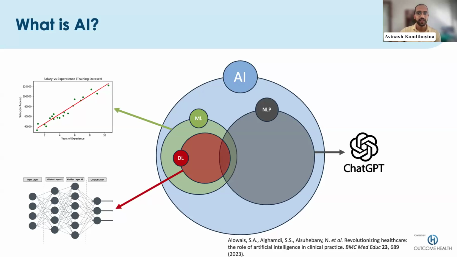Finally, there is natural language processing, or NLP, that uses both machine learning and deep learning to train large language models like ChatGPT. These models are extremely data hungry, and it took about 570 gigabytes of text data, which amounts to roughly 300 billion words, to train ChatGPT. Further in the presentation, I will talk about how each one of these subfields can be used in the healthcare space.